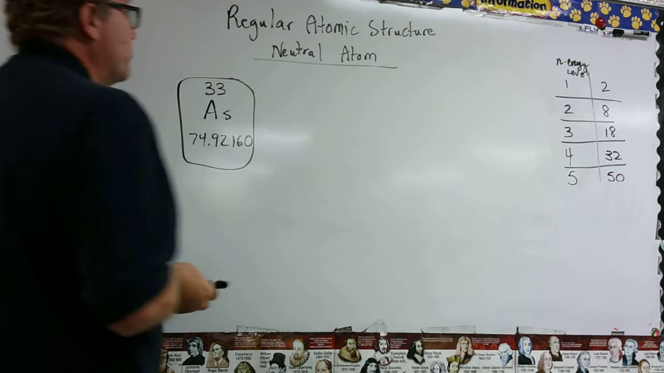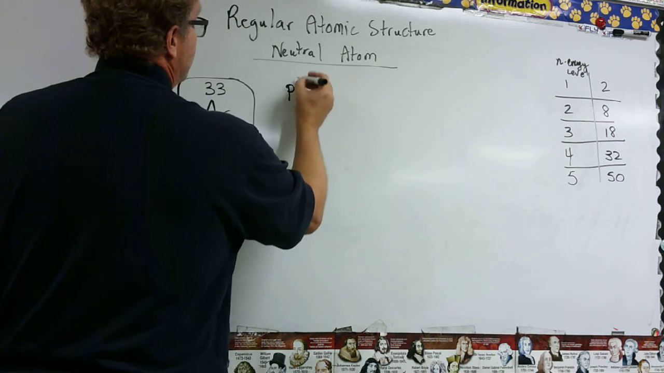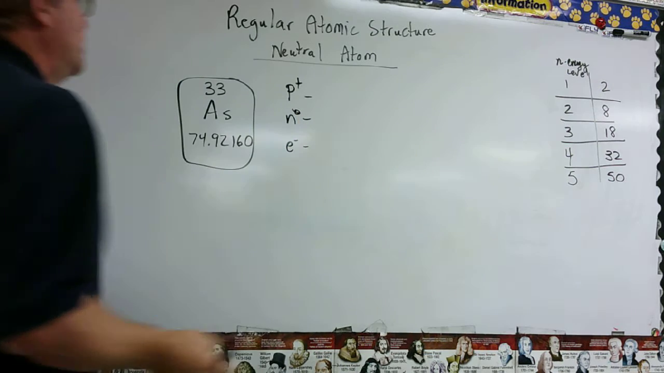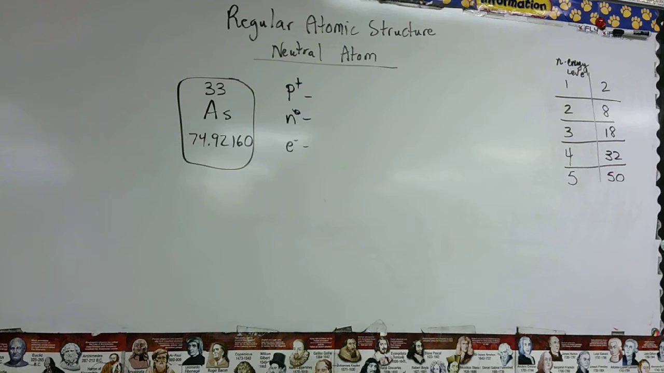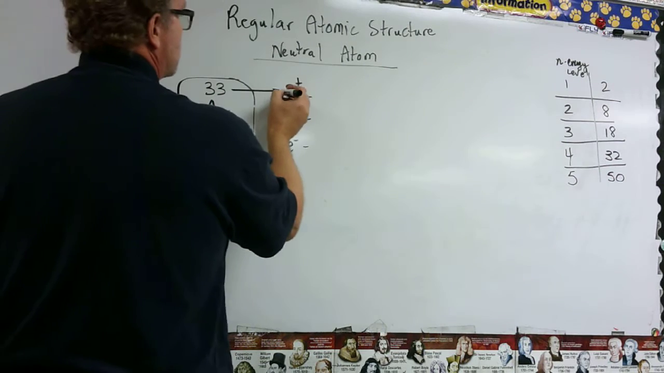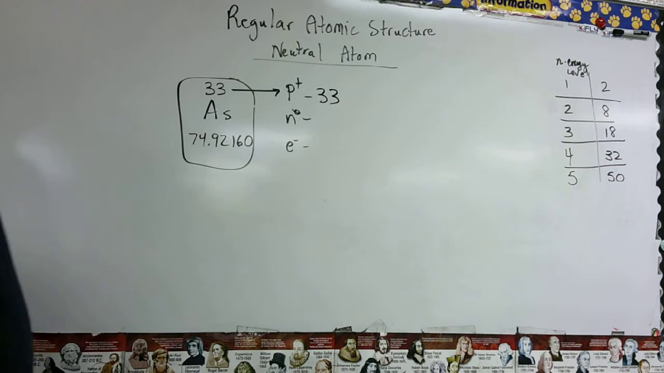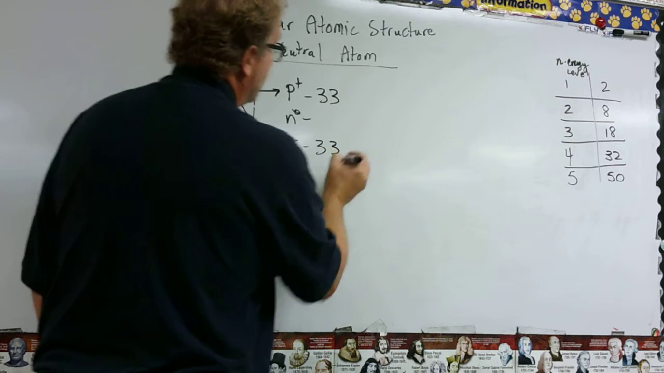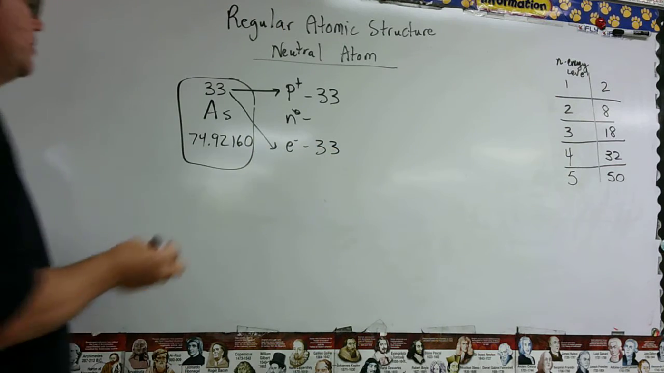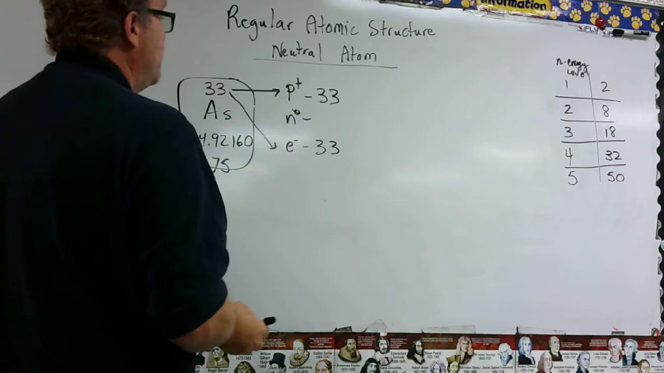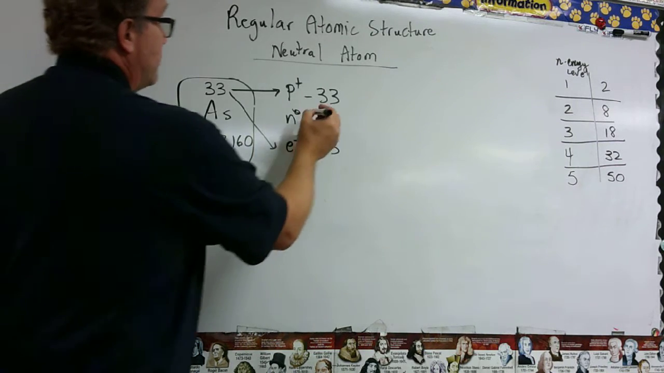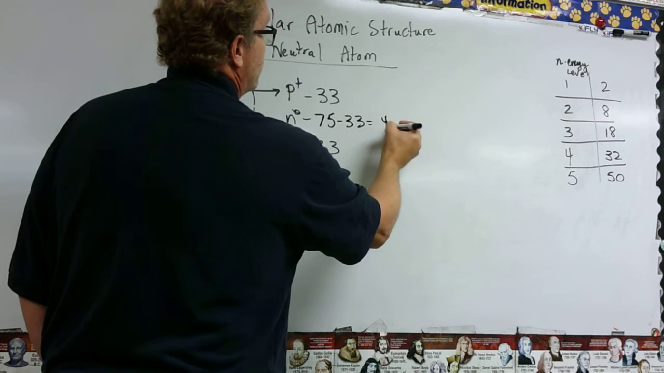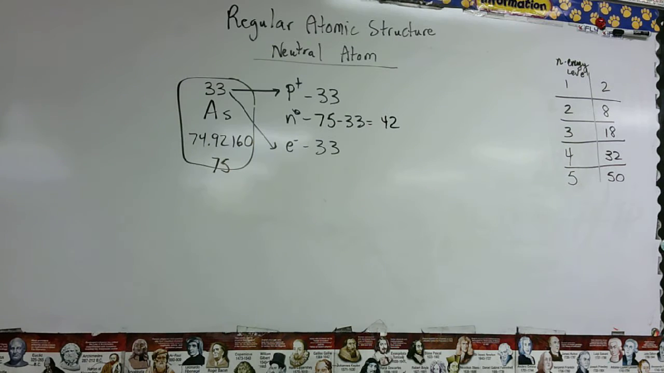Now, if we're doing our atomic structure, again, we're going to do neutral atom, positives, neutrals, and then my electrons. Again, 33. And since we're still dealing with the neutrals, that's also going to be 33. And then I'm going to use this mass number of 75. Figuring out neutrons, it's going to be 75 minus 33. Your total is going to be 42 as far as your neutrons.